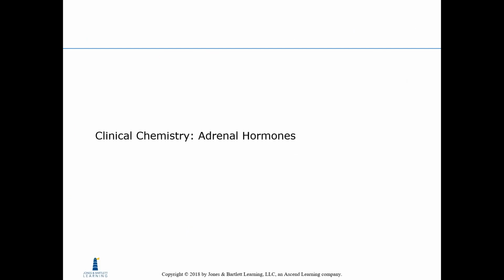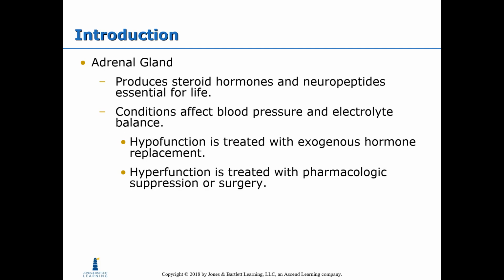Clinical chemistry, adrenal hormones. The adrenal gland produces steroid hormones and neuropeptides that are essential for life. Conditions affect blood pressure and electrolyte balance. So hypofunction is treated with exogenous hormone replacement. If you look at that stem again, hypo means less. So you would supplement with exogenous hormones, or hormones that are coming from outside of the body. Hyperfunction, hyper means more, is treated with pharmacologic suppression or surgery.